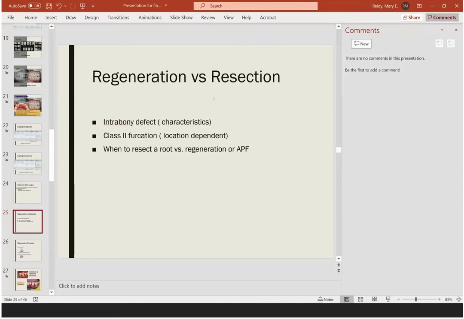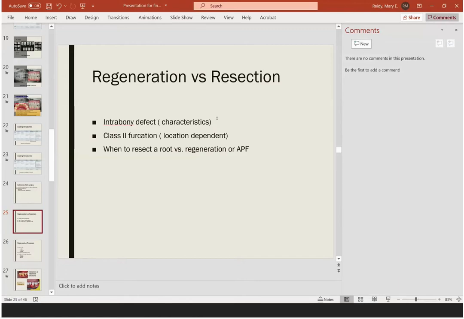Alrighty. So in thinking about the comparison of the two semesters, this semester we focused on regeneration, last semester on resection. And so when we look at intra-bony defects, we want to have in your mind, when would we decide that we'd like to proceed with regeneration versus resection. And so you want to go back and look at some of the characteristics of bony defects.